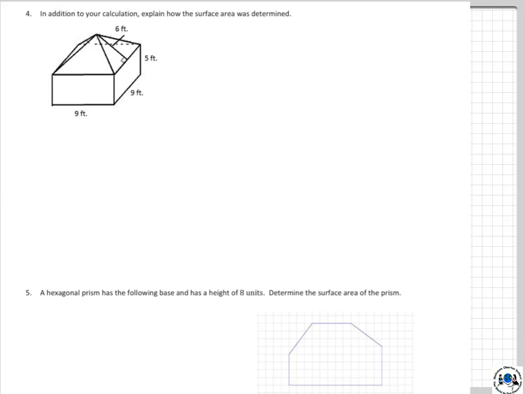Again, we have another one. This one's a little bit different. In addition to the calculation, they want you to explain how the surface area was determined. So go ahead and do that first, decide how you're going to do it, what plus what plus what, then do your calculations using what you have here, and come on back and check it with mine.